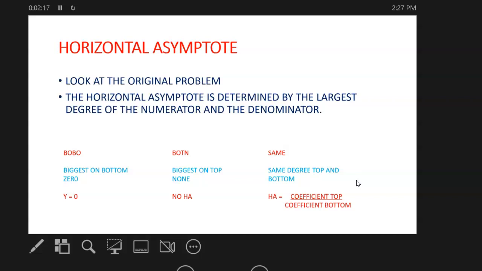And the third is not really an acronym, it's just saying that we're going to call it same, and that means that the numerator and the denominator have the same degrees. When that takes place, to get your horizontal asymptote, you're going to take the leading coefficient on top, the number in front of the largest degree on top, and divide it by the leading coefficient on the bottom and simplify, and that would give you your horizontal asymptote.